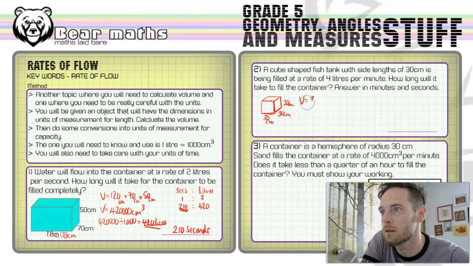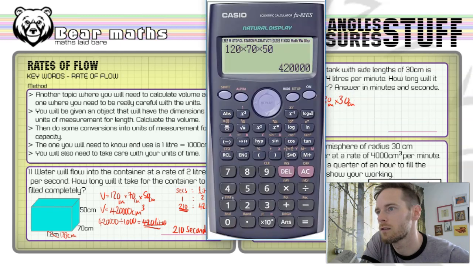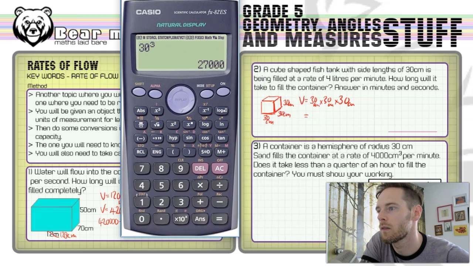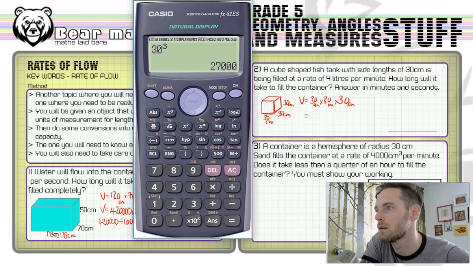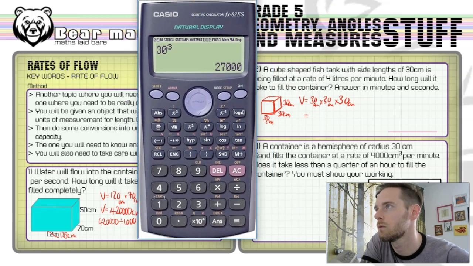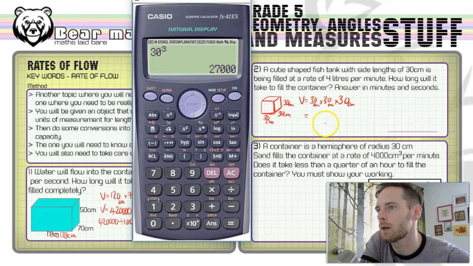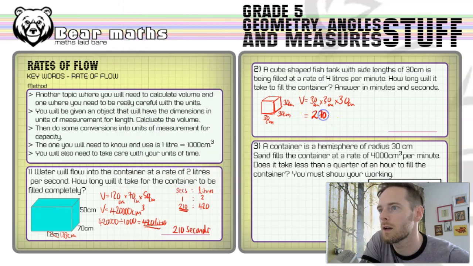So the volume is 30 centimeters multiplied by 30 centimeters multiplied by 30 centimeters. Let's just cube 30. That's just the easiest way to do it, isn't it? There you go, 27,000. Move that over there a little bit. There we go. So 27,000 centimeters cubed. Everything was in centimeters, so our answer is going to be in centimeters cubed.